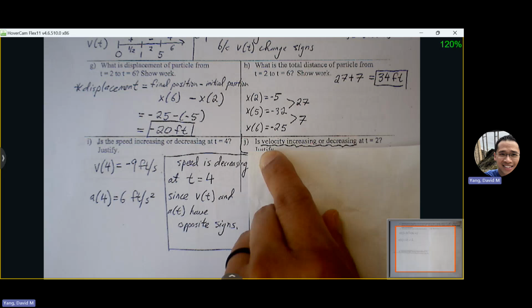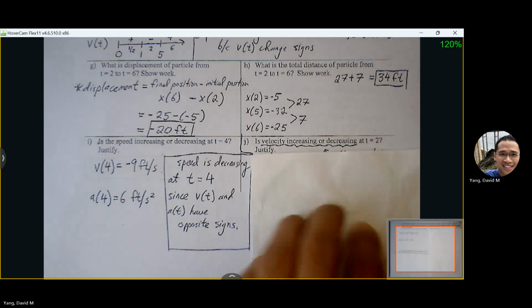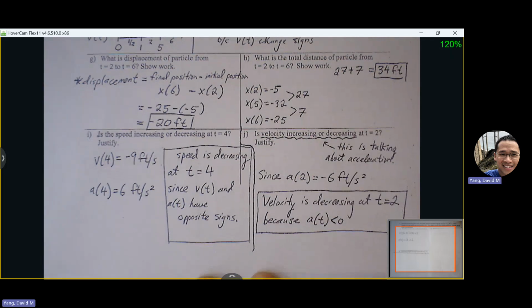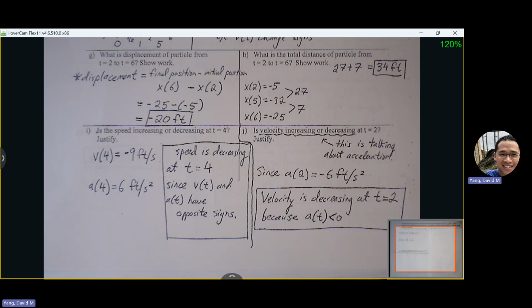Whatever the sign of the acceleration is, that's going to give us our indication of whether velocity is increasing or decreasing. So positive acceleration would mean velocity increasing. Negative acceleration would mean velocity decreasing. So at t equals 2, acceleration is negative. So therefore, velocity is decreasing. So put a star next to D, put a star next to J. As you can imagine, those are the ones that are most easily missed because some of the words are misleading.